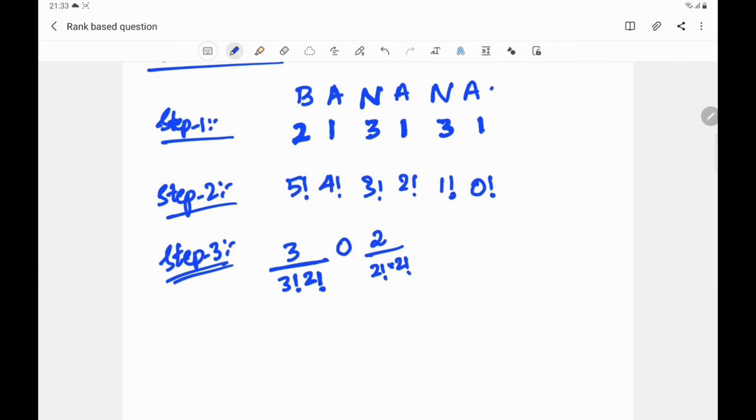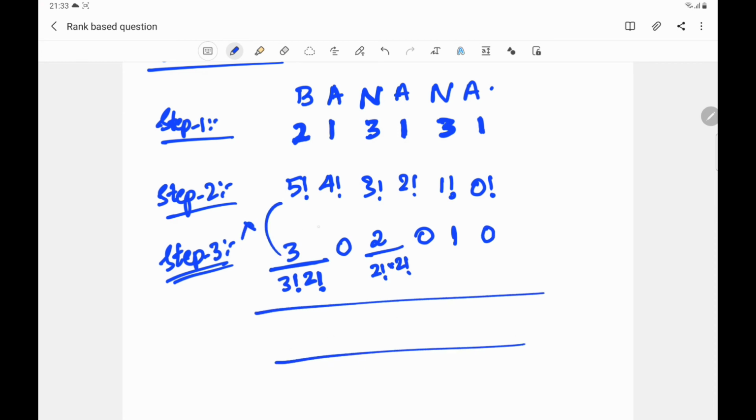Now similarly, to the right side of 1, are there any ranks less than 1? 0. To the right side of 3, are there any ranks less than 3? There is only 1 rank. And to the right side of 1 there would be 0. Now we need to multiply this as we have done earlier. So this is 5 factorial into 3 divided by 3 factorial into 2 factorial, plus 3 factorial divided by 2 factorial into 2 factorial, into 2, plus 1 factorial into 1.